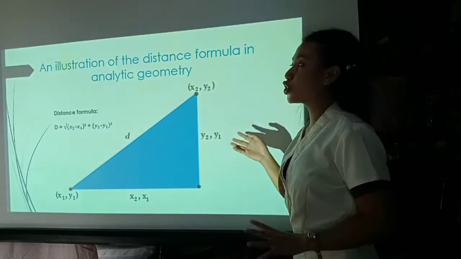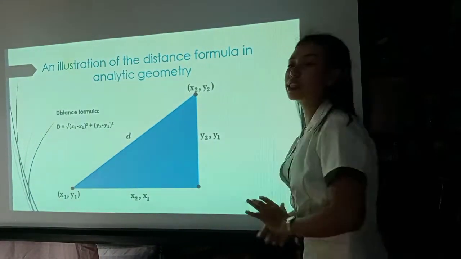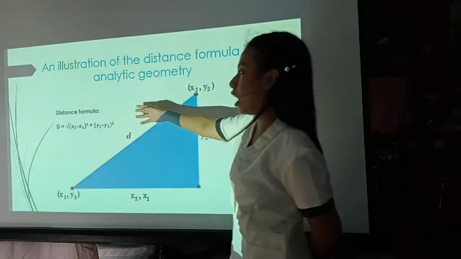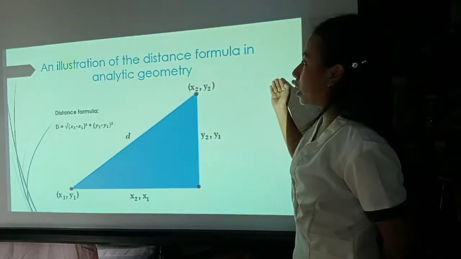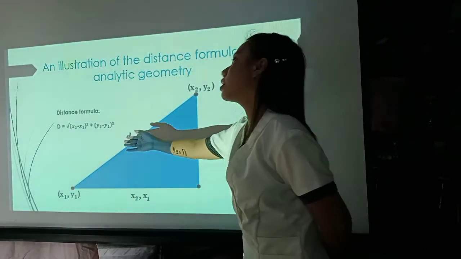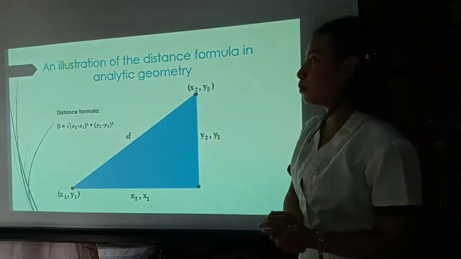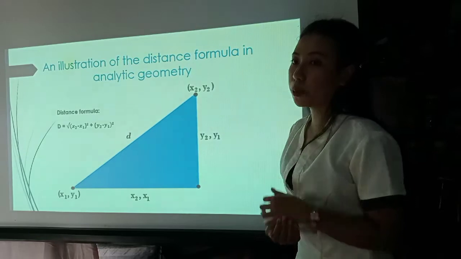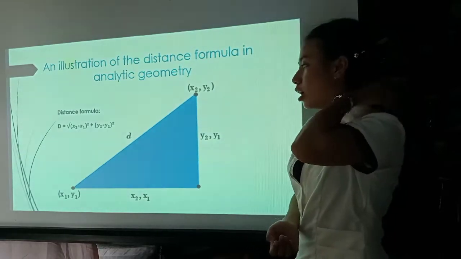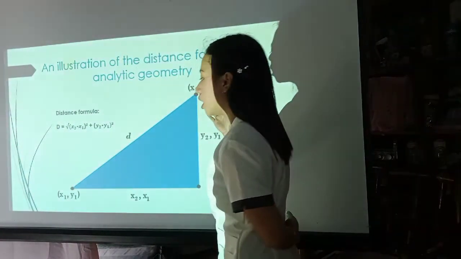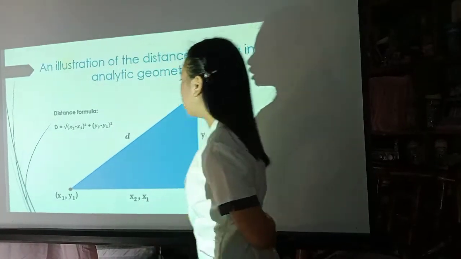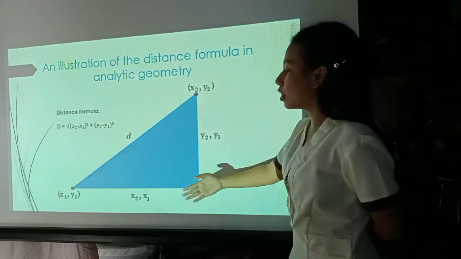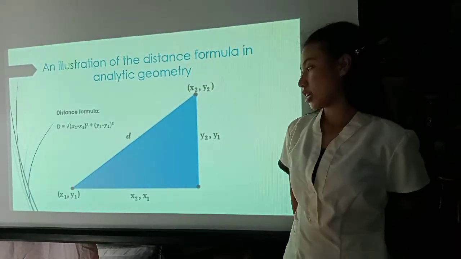this figure shows an illustration of the distance formula in analytic geometry. The distance formula of analytic geometry is: distance equals the square root of x sub 2 minus x sub 1 squared plus y sub 2 minus y sub 1 squared. This is the distance, with x sub 1 and y sub 1, x sub 2 and y sub 2, and the differences y sub 2 minus y sub 1 and x sub 2 minus x sub 1.